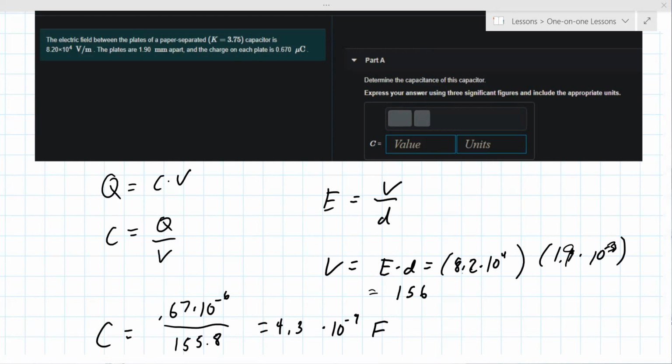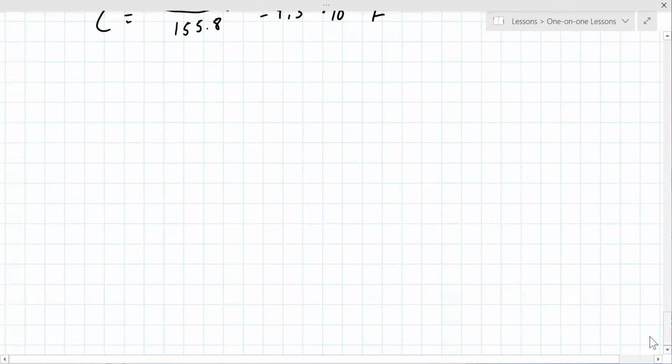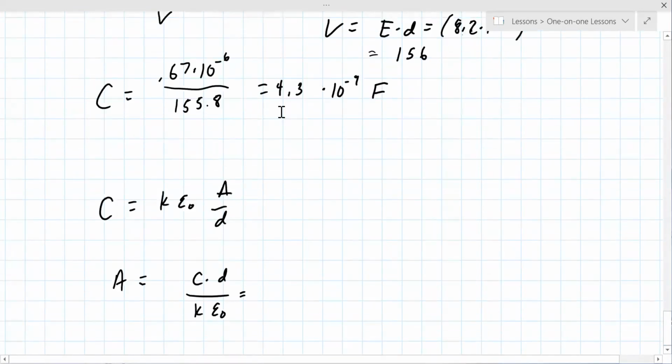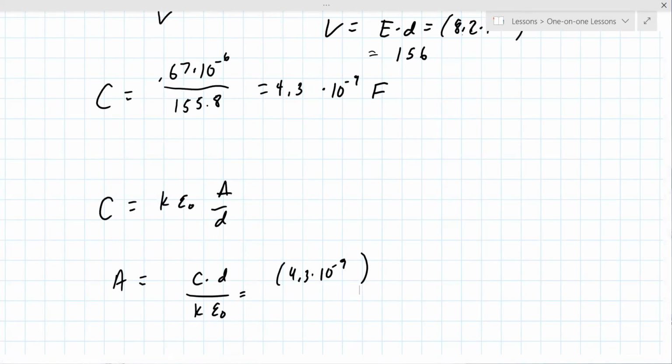So for parallel plate capacitors, C equals K epsilon naught A over D. So we're solving for A. So A equals C times D over K epsilon naught. So we take that value we just got for C right there. We're going to use that value, so I'll just bring it up. 4.3 times 10 to the minus 9, and the distance between the plates.